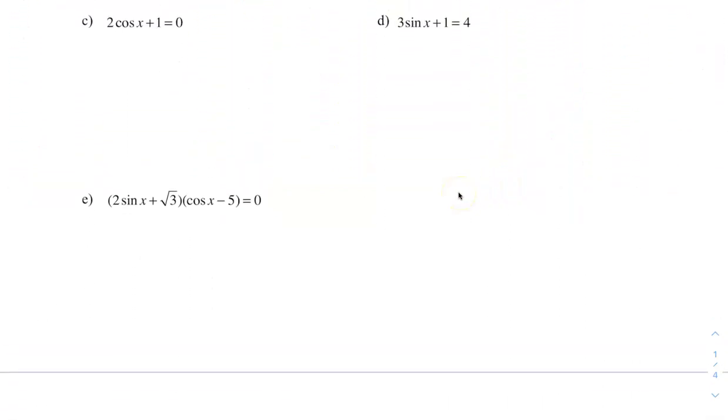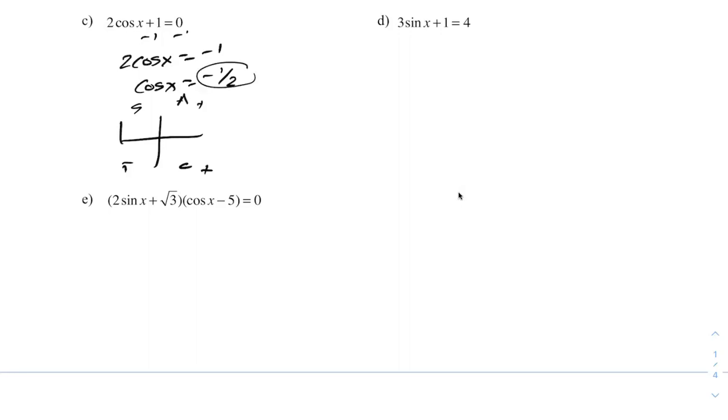Okay, a little more advanced. This one's not solved for us, we have to solve it ourselves. So subtract 1, a little algebra first. Divide by 2. So I got cosine equals -1/2. All Students Take Calculus. Cosine is positive at C and at A. C stands for cosine. But I want negative, so I'm going to be in these two quadrants.